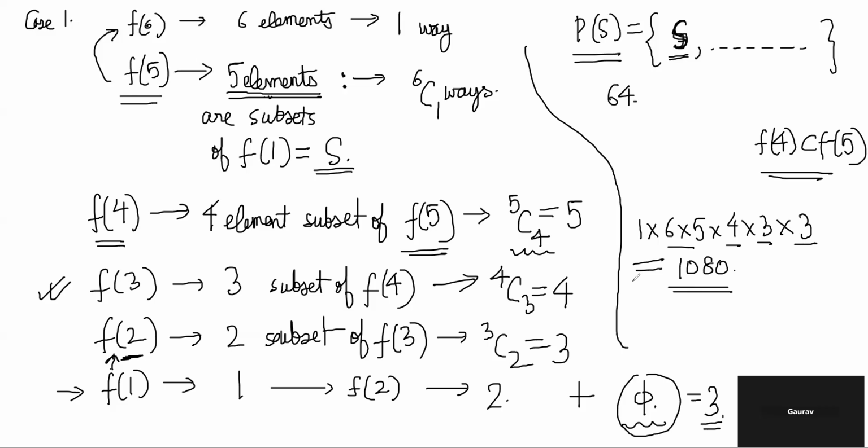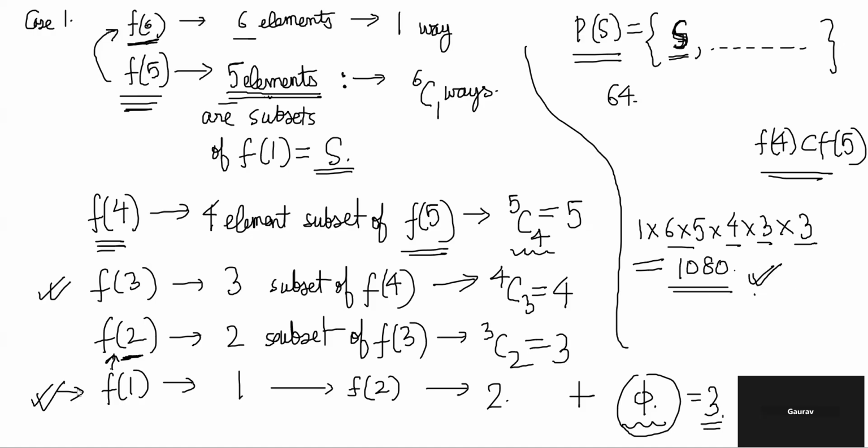This many 1 functions we are making in case 1, right? Now we have to look at other cases. For example, here f of 6 had 6 elements, f of 5 had 5 elements, f of 4 had 4 elements, and like that it was. The only choice was at f of 1, which could have 1 element or 0 elements, right? Remember, we have gotten 1080 functions like this.